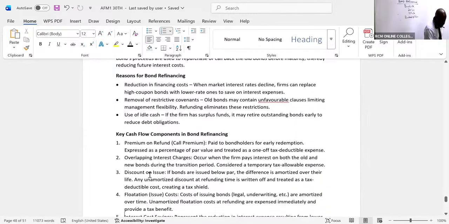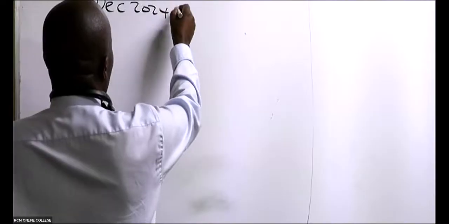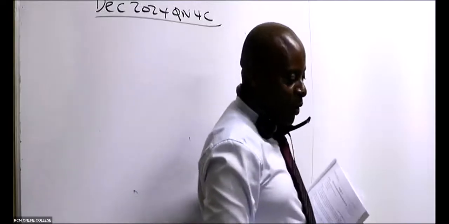So for us to be able to understand what you're talking about, I would want us to look at December 2024, question number 4C. December 2024, question number 4C. Meanwhile, I would want to ask and know whether you have gotten the question on WhatsApp.